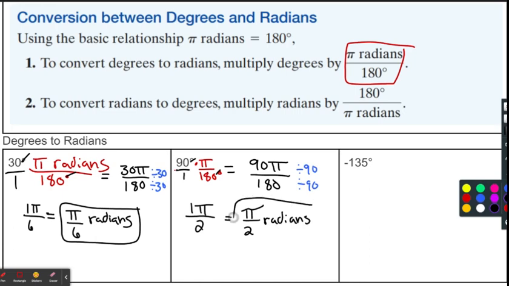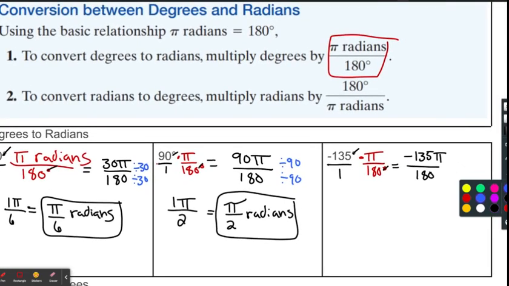All right, in the last one, we can have negative angles as well. So I wanted to make sure we did an example like that. So again, if I had negative 135 degrees and I multiply it by pi radians over 180 degrees, my degrees are going to cancel out. So degree symbols cancel out. I multiply straight across, negative 135 pi radians over 180. Right? And then I just work on reducing the fraction.